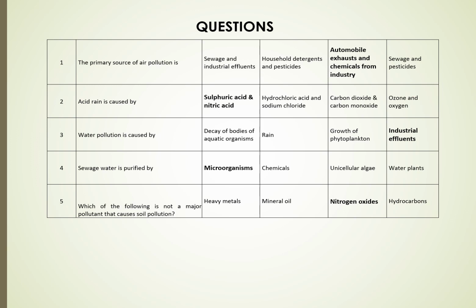Question number 4. Sewage water is purified by: option A, microorganisms; option B, chemicals; option C, unicellular algae; option D, water plants. Option A is the correct answer, that is microorganisms. Question number 5. Which of the following is not a major pollutant that causes soil pollution?